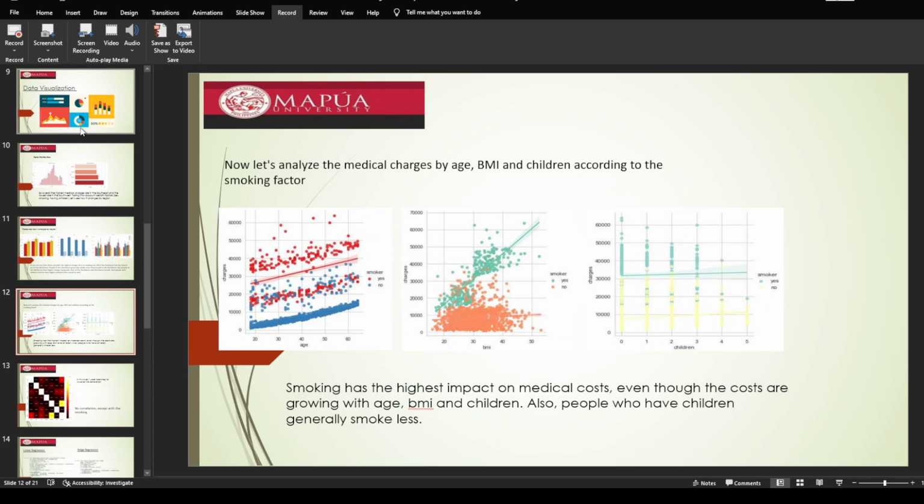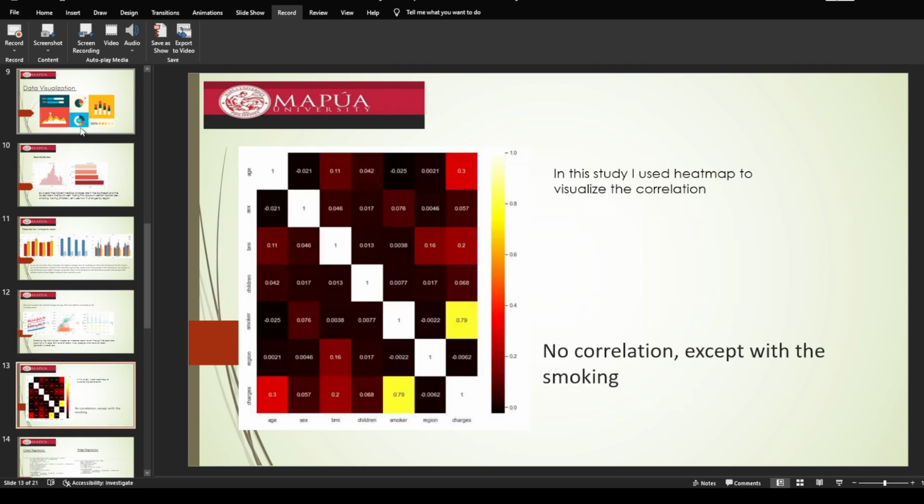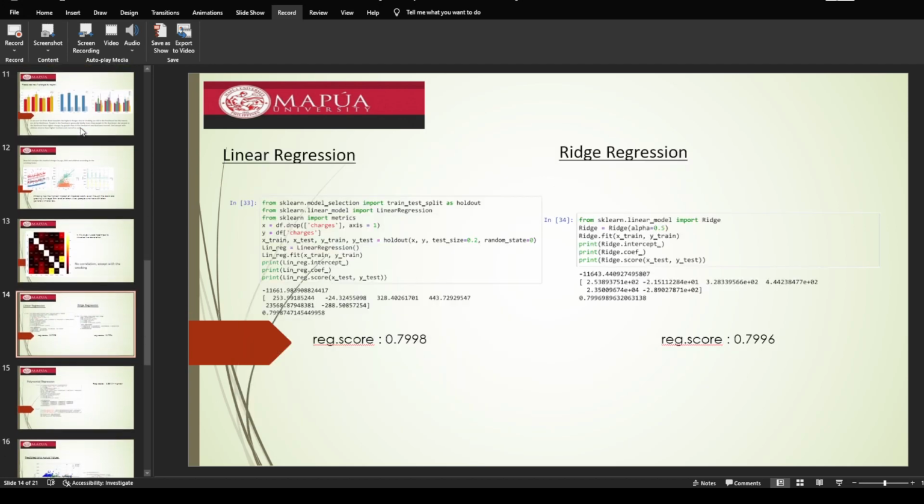Now, let's analyze the medical charges by age, BMI, and children according to the smoking factor. Smoking has the highest impact on the medical cost, even though the costs are growing with age, BMI, and children. Also, people who have children generally smoke less. In this study, I also used the heat map to visualize the correlation. There is no correlation except with the smoking.